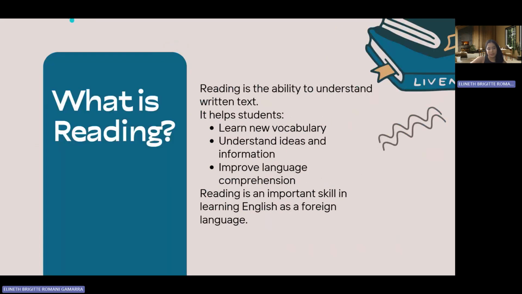So, what is reading? Reading is the ability to understand and interpret written language. When a student reads, they do not only recognize words, but also understand ideas, information, and meaning from the text. In learning English as a foreign language, reading helps students expand their vocabulary and become more familiar with grammar structures. It also helps students learn new information and improve their general understanding of the language.